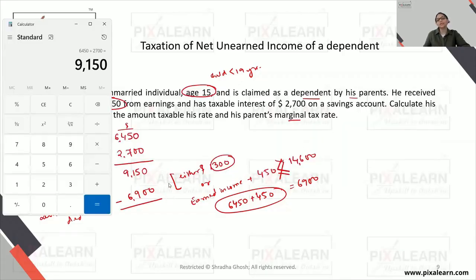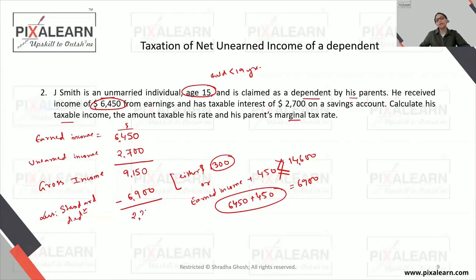So in my example, the standard deduction would become $6,900. So the total income in the hands of the taxpayer is now 9,150, out of which 6,900 we remove as a part of the standard deduction. So the total taxable income, which is the answer for your first question, is now $2,250. Now, out of this, how much are you going to tax at the parent's marginal tax rate?